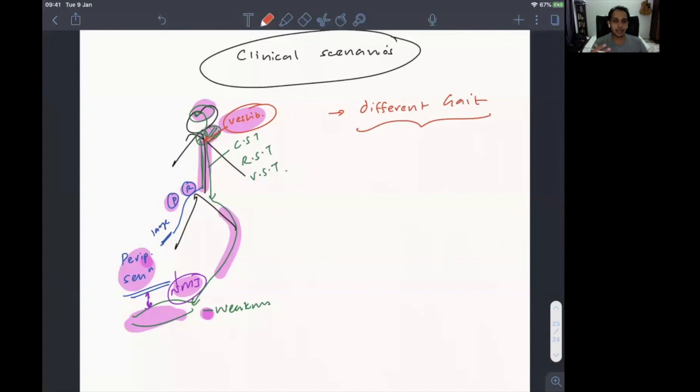So a lot of times when I see a patient, after taking history, in examination, the first thing I do is ask them to walk. So if they're able to walk, then that in itself gives you a lot of clues that their mental functions are relatively intact. They are still able to understand what I'm saying. And the way in which they walk will give us a lot further clues.